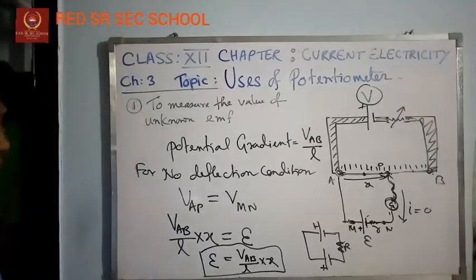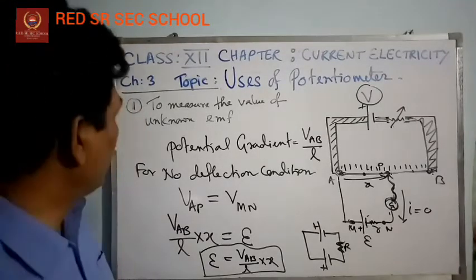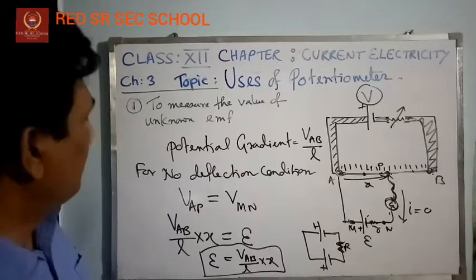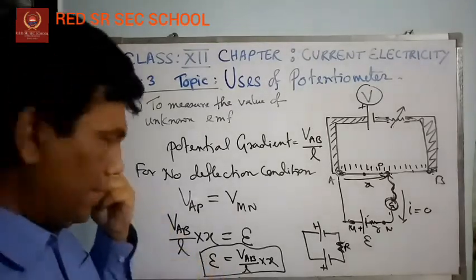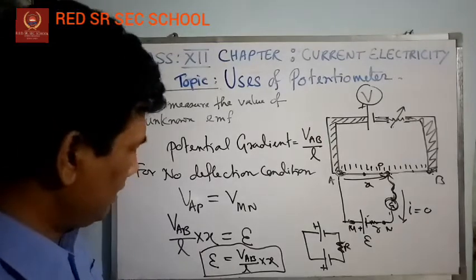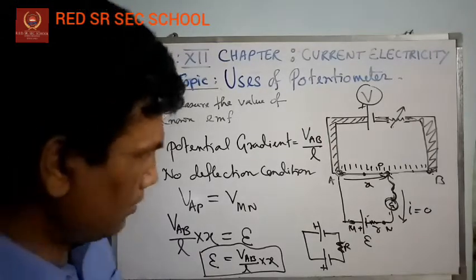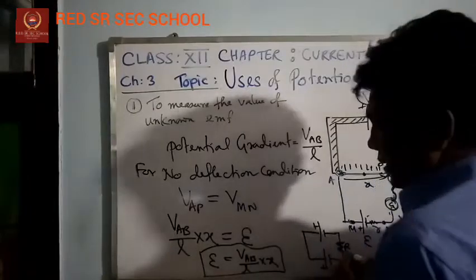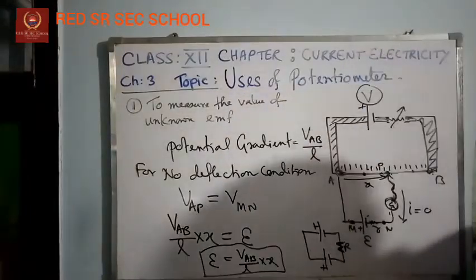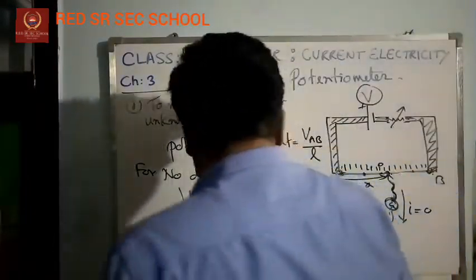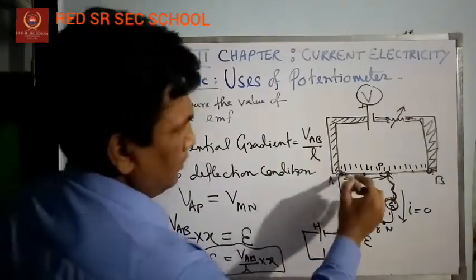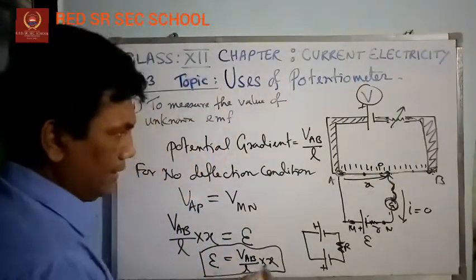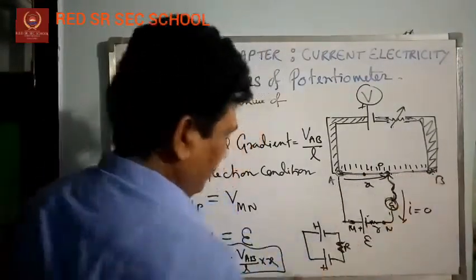Then let me go to the other method, that is, comparison of EMF between two cells. But remember, in this method there are some limitations. What are the limitations? You can see here, this is the potential difference between A and B, and this is the length of the wire.